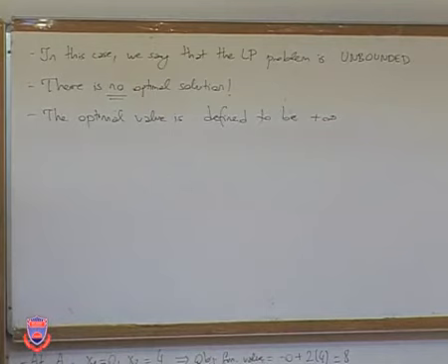That makes sense as well, right? If I can increase the objective function as much as I want, then in the limit, I can increase up to plus infinity. And similarly, if we had a minimization problem, and I can decrease the objective function as much as I want, then I would define the optimal value to be minus infinity. Okay, so let me write that down.